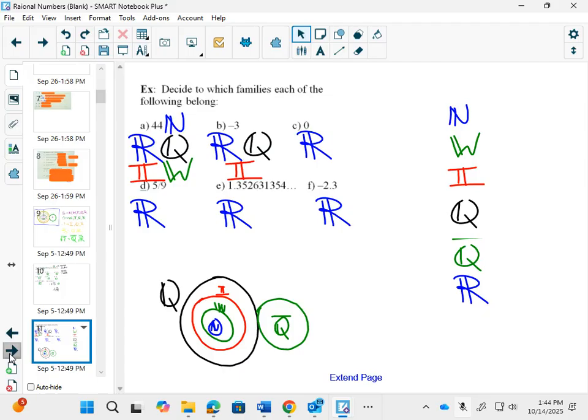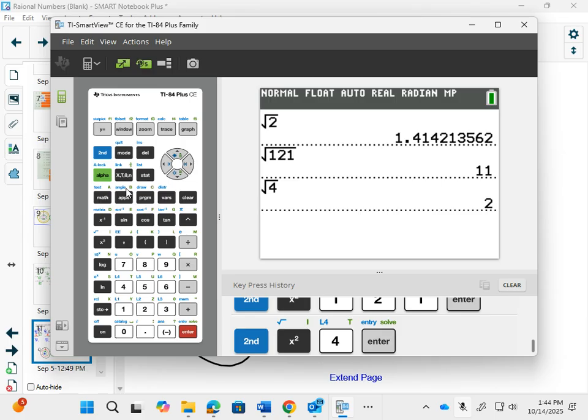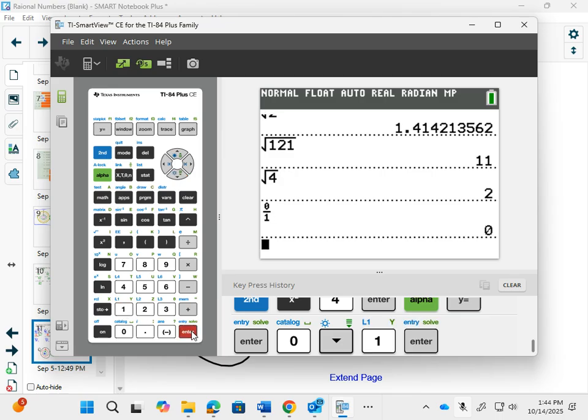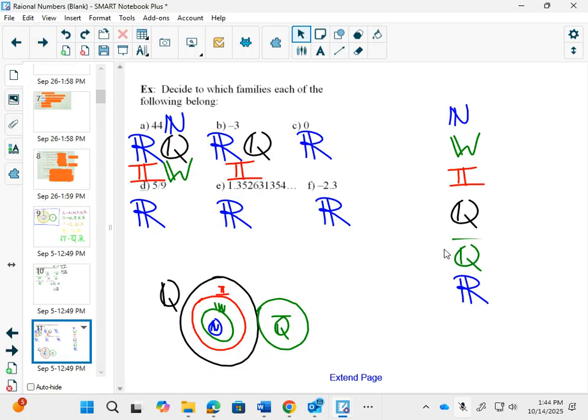Is 0 a fraction? Can you write 0 over 1? Is that allowed? This one's tricky. Remember, you can write 0 over 1. Which one's undefined? Yeah, if you have 0 on the bottom of a fraction, that's bad. But if I go to my calculator and I type a fraction, and I put 0 on top and 1 on the bottom, that's equal to 0. So you can write 0 as a fraction. Which means that 0 is a fraction.